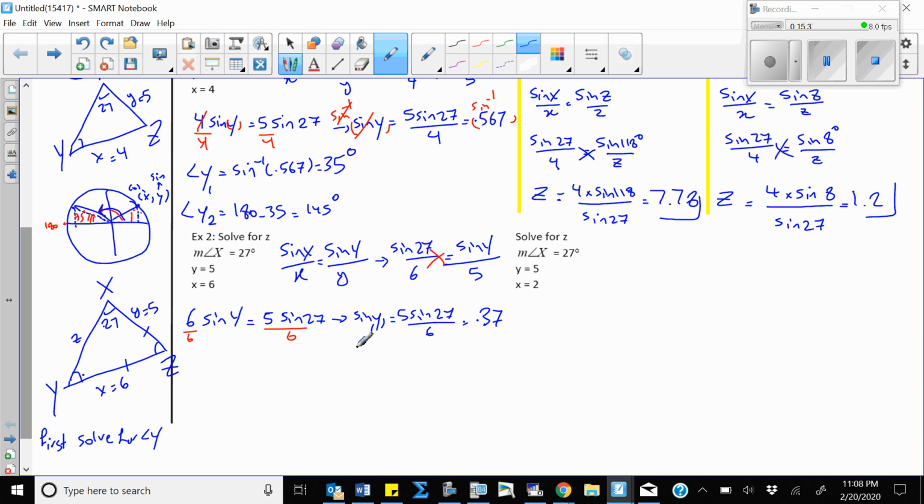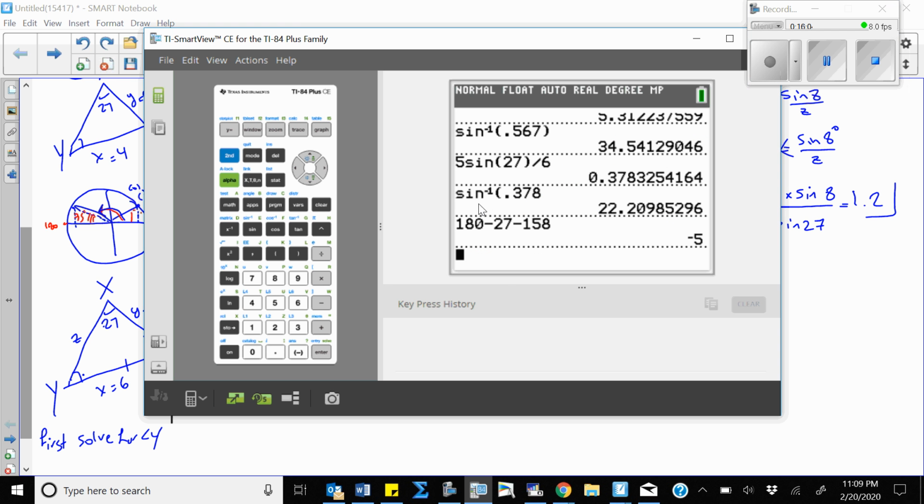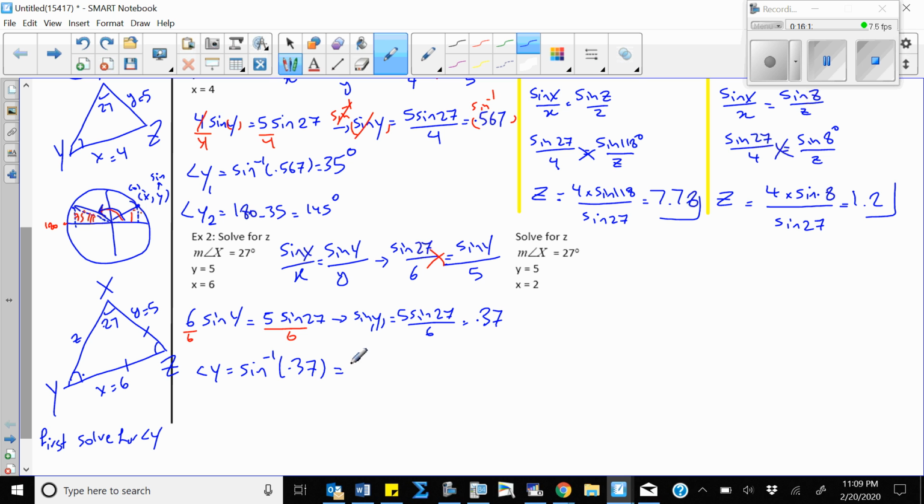Now I need to solve for angle y. I need to separate this from this sine, undo the sine. How do I undo function sine? Using inverse function. So I can say angle y is equal to inverse sine of 0.37. And that's equal to 22 point something. So I just rounded to 22. It's equal to 22 degrees.